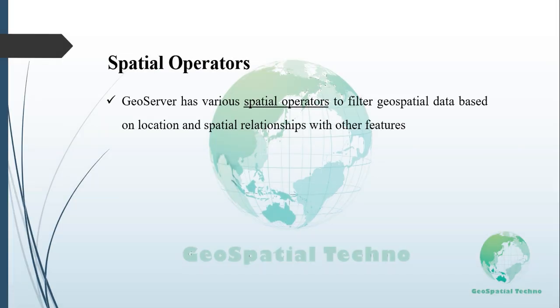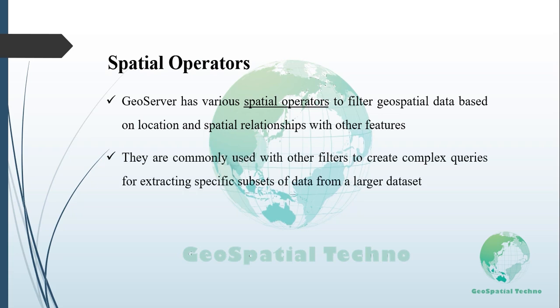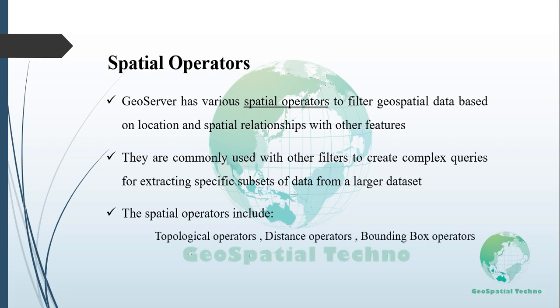GeoServer supports various spatial operators that filter geospatial data based on the location or spatial relationships with other features. These operators are commonly used with other filter expressions to create complex queries. These queries are useful for extracting a specific subset of data from a larger dataset. The spatial operators are topological, distance, and bounding box operators. We will explain them in more detail below.